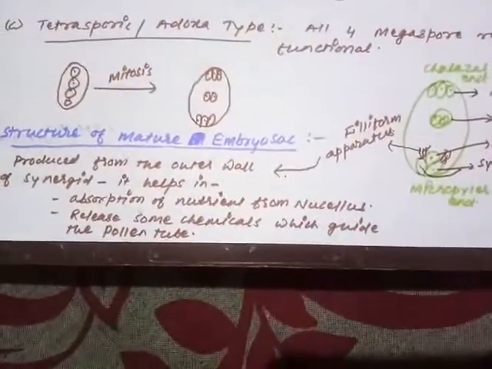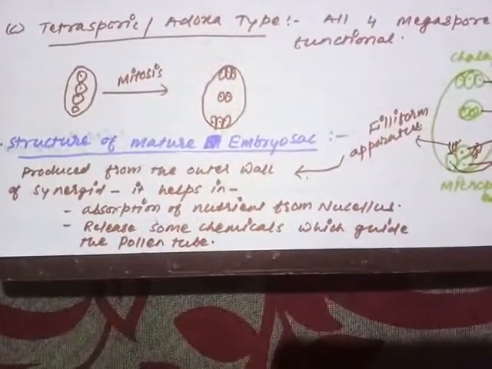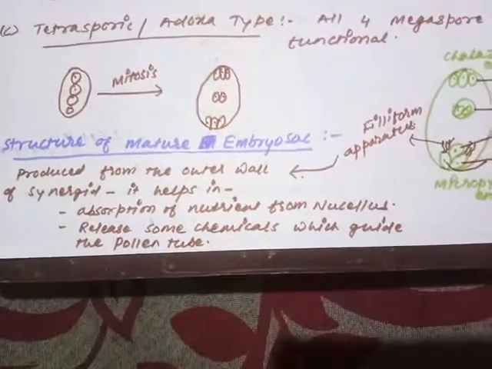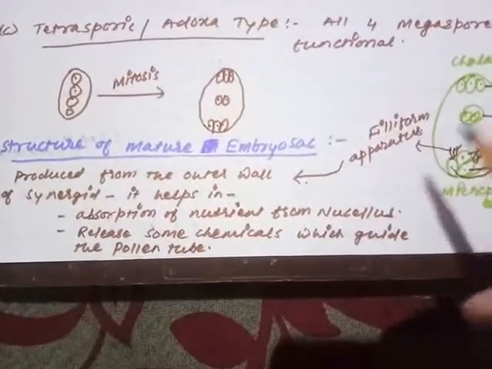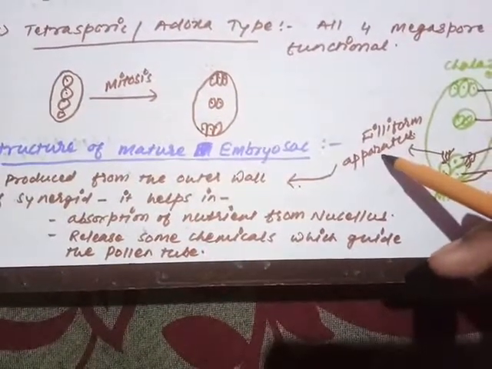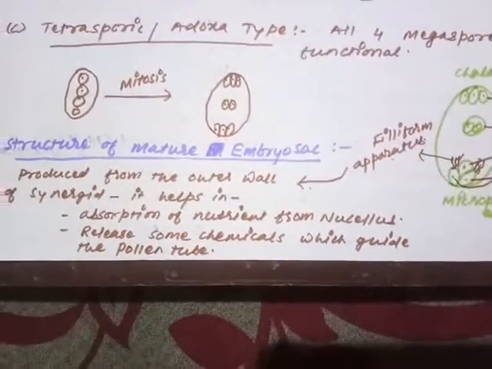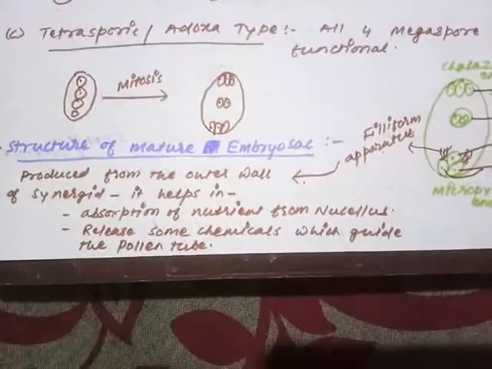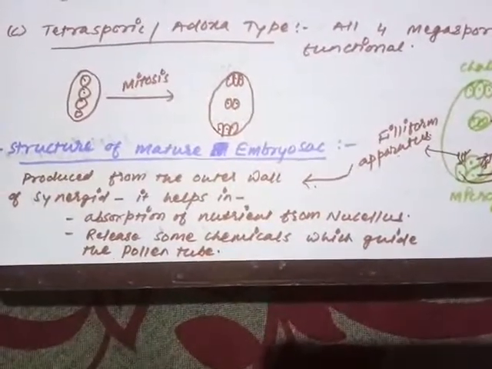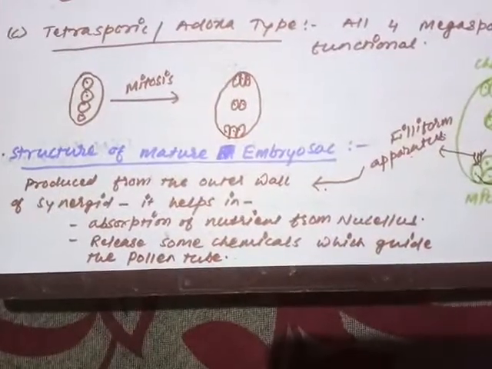The micropylar and the synergid cells are lying there, and synergid cells have some specific projections over there. Those projections are called the filiform apparatus. The projections are present on the surface of synergid cells. Remember, the filiform apparatus is present on the surface of synergid cells. They are actually the outgrowth of the outer wall of the synergid cells. They are produced from the outer wall of the synergid cell.